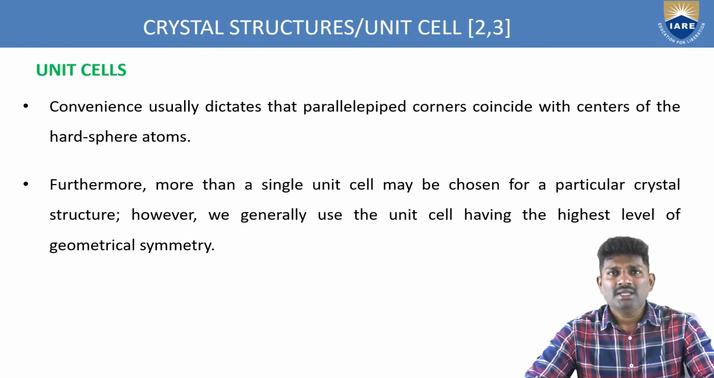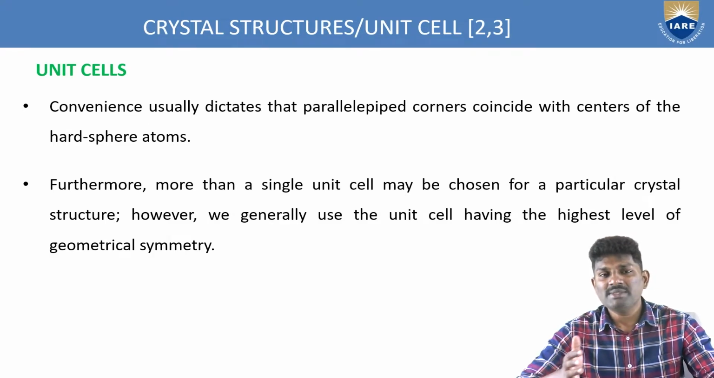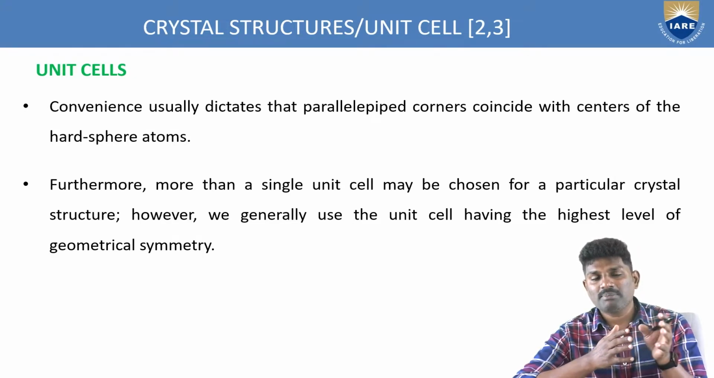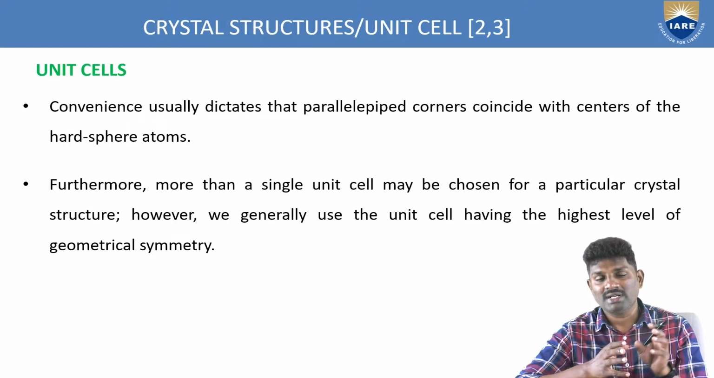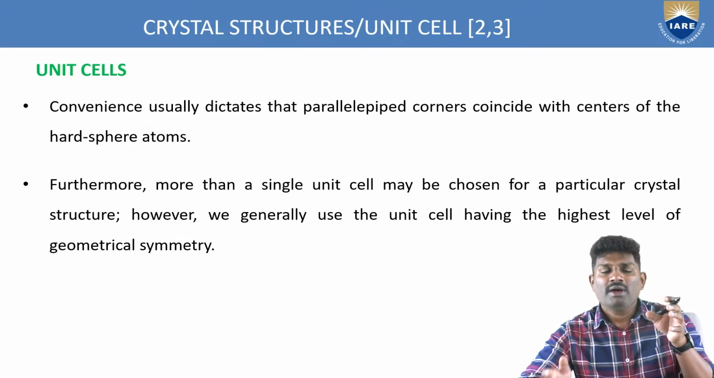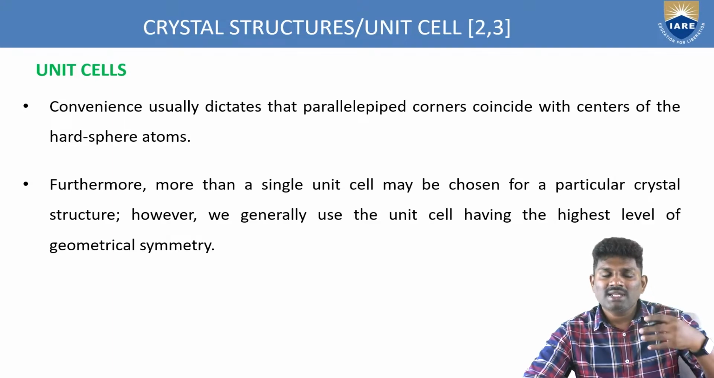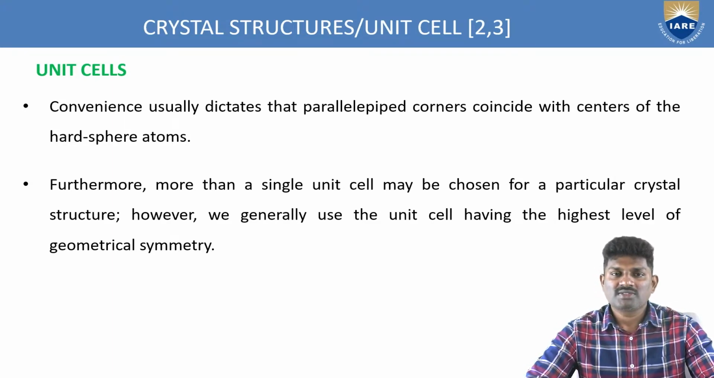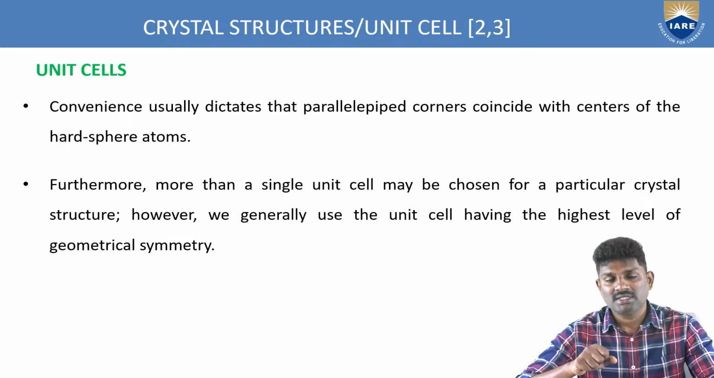And conveniently, it usually dictates that the parallelepiped corners coincide with the centers of the atoms. So how the bonding is happening, at what places, whether it is on the edges or at the centers, based upon where the bonding is, we can classify different types of cubic structures, which we will see now. Furthermore, a single unit cell may be chosen for a particular crystal structure. However, we generally use a unit cell which has the highest level of geometry, which is symmetrical. So that is very, very important. If it is not symmetrical, again the complete structure of the material will change. So the unit cell should be symmetrical.